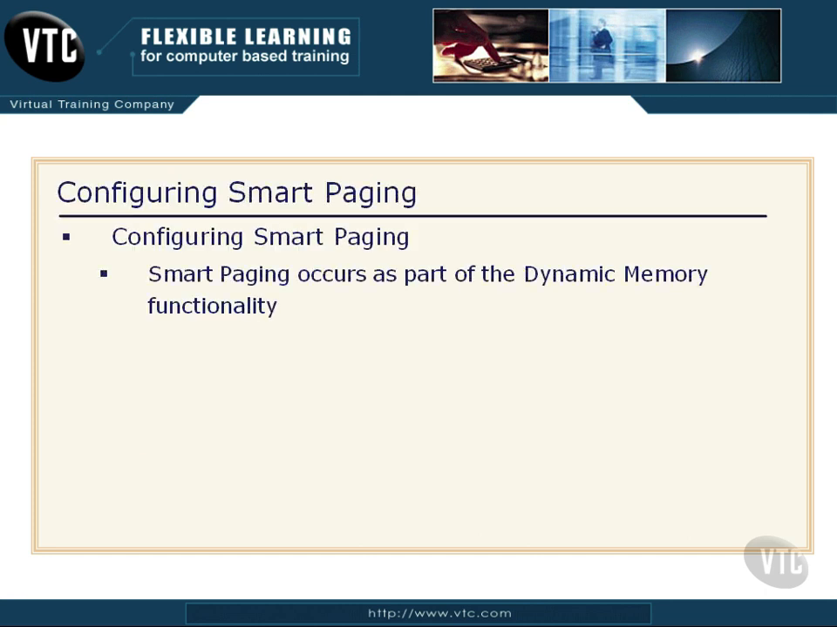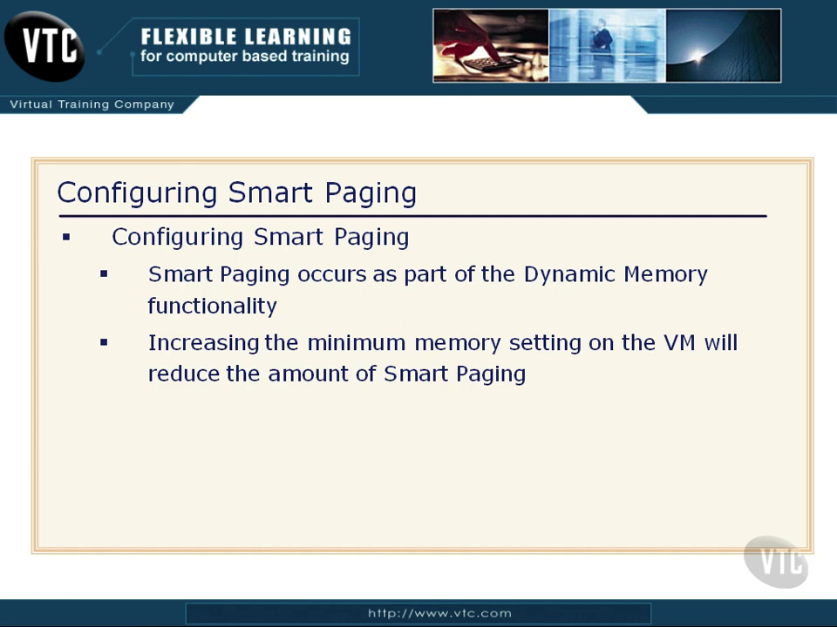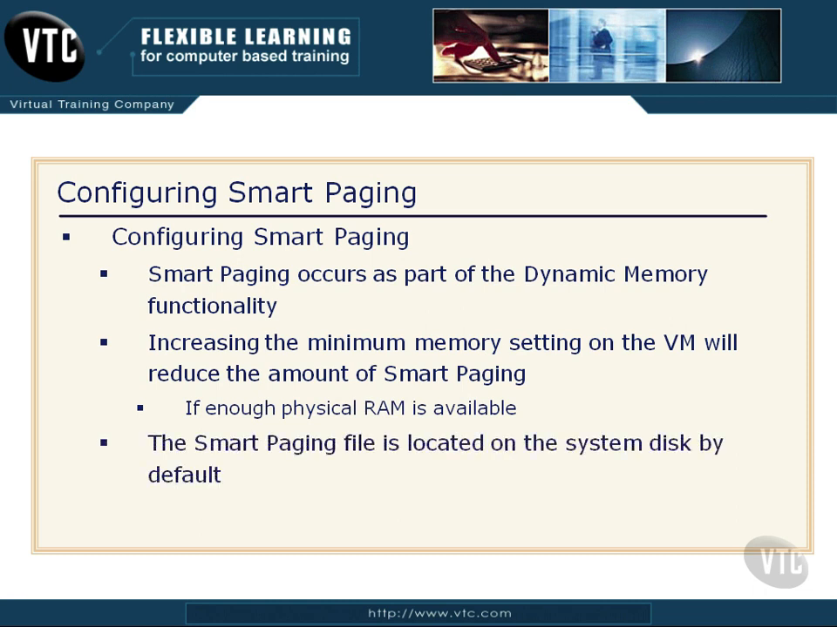Now, to configure smart paging, you really just tweak your settings in the dynamic memory section, because increasing the minimum memory on the VM will reduce the amount of smart paging as long as enough physical RAM is available. So you'll just have to tweak with this, but if you notice your virtual machines being very, very slow to restart, they don't have enough memory to get restarted, and they're probably going into smart paging.